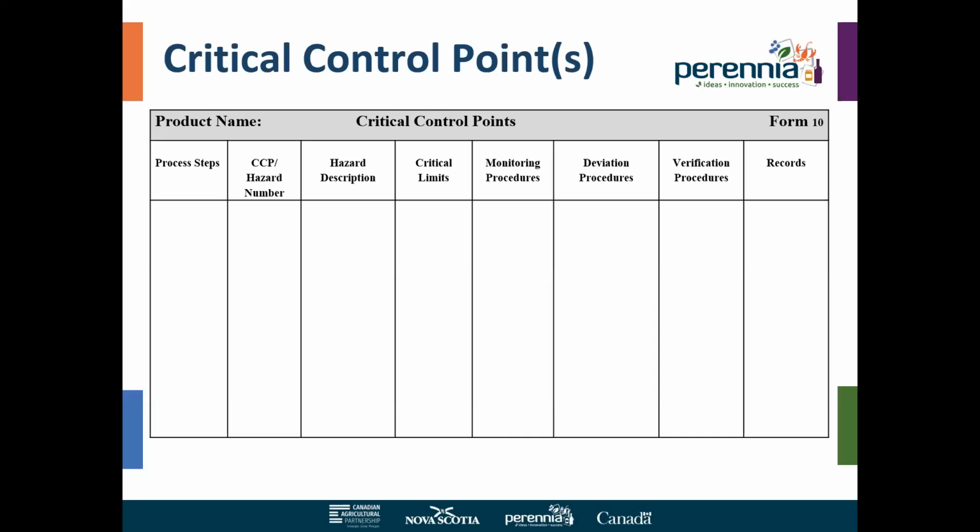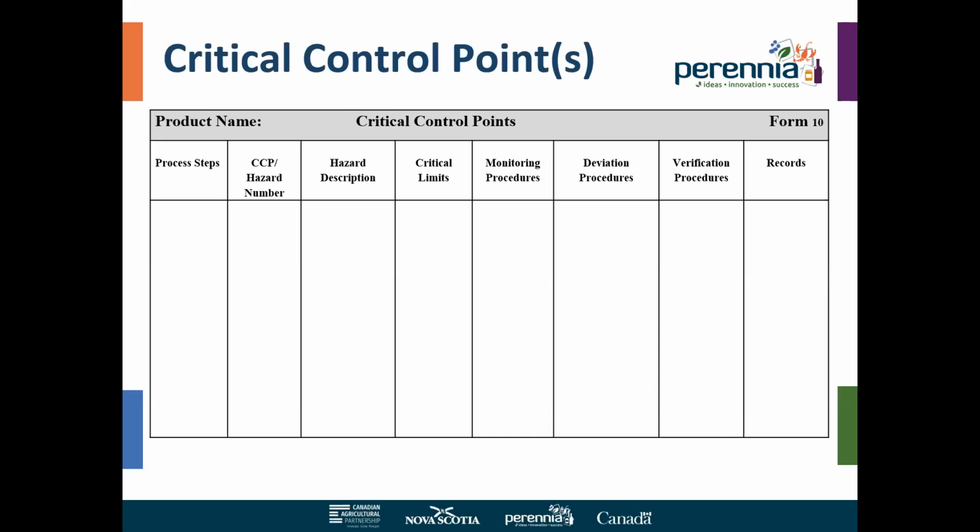Let's go back to this form. The next column is deviation procedures. Again, this is a predetermined procedure of what would happen if it doesn't meet the critical limits. So let's say you run your product through the metal detector, it detects metal, the alarm goes off, the light flashes, and your belt stops. Okay, what do we do next?